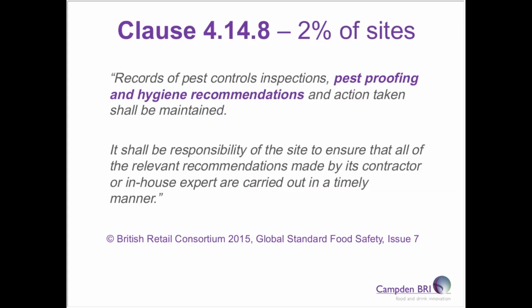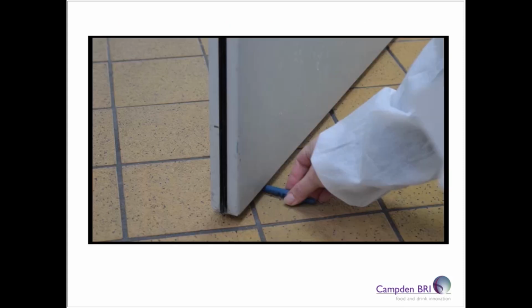The next clause that we're going to look at is 4.14.8. This is encountered by around 2% of sites, and it relates to pest control. It talks about pest proofing and hygiene recommendations from the pest control expert that may be used on site. Yes, between 8 and 21 sites have inherent pest issues within their facilities. It's very important that the personnel are aware of what to look out for and who to notify when they see some sort of pest issue.